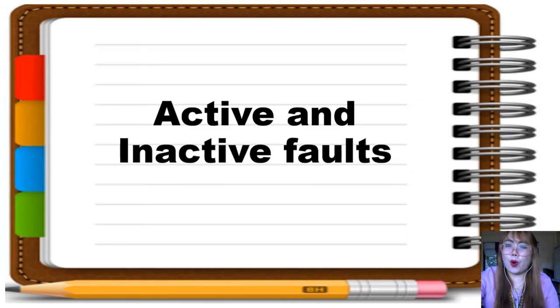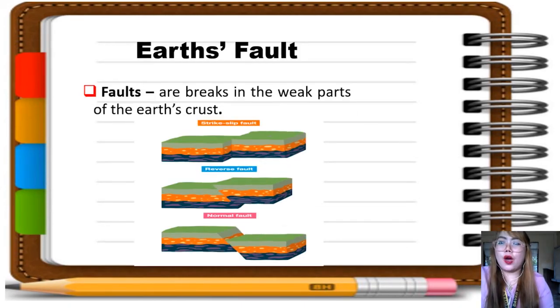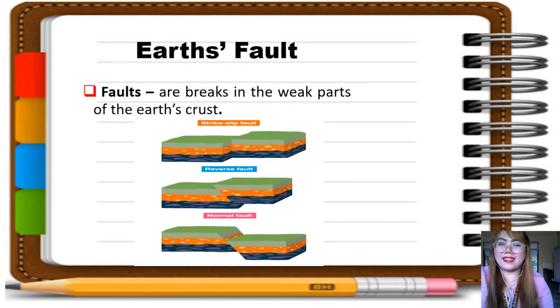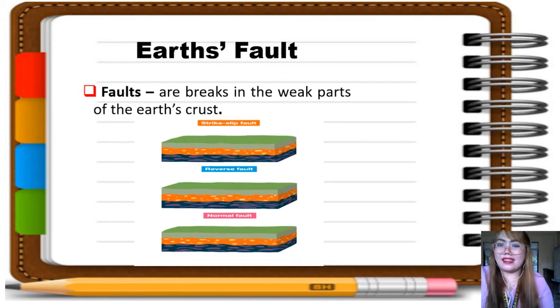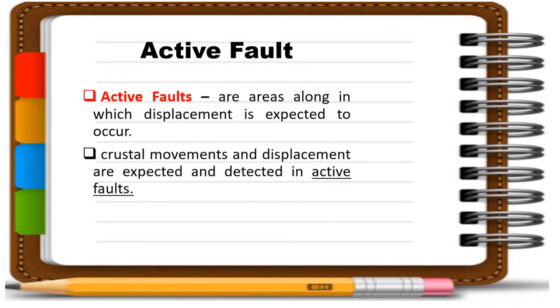At this point, we will differentiate another pair of terms, which are the active and inactive faults. A review about faults: faults are breaks in the weak parts of the Earth's crust. It has three kinds: the strike slip, reverse, and normal faults. How will you describe an active fault?